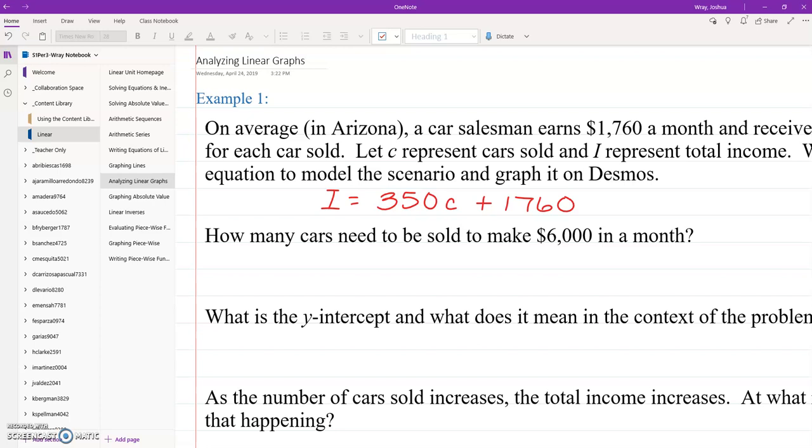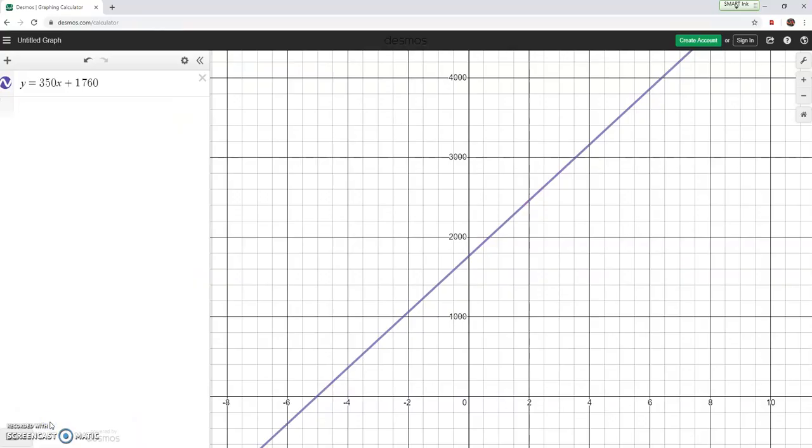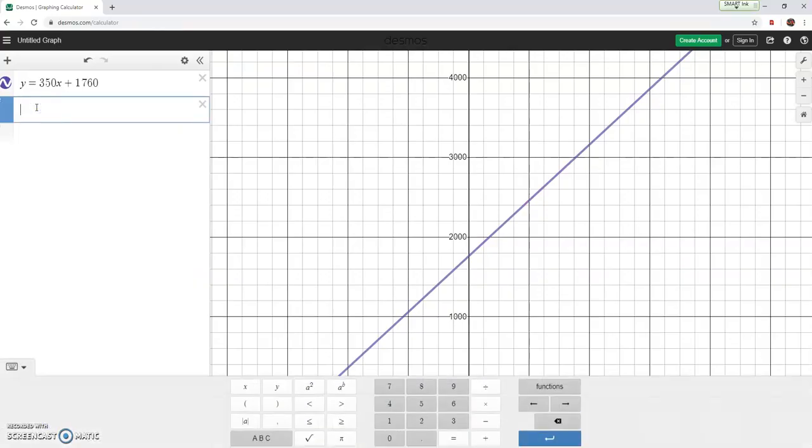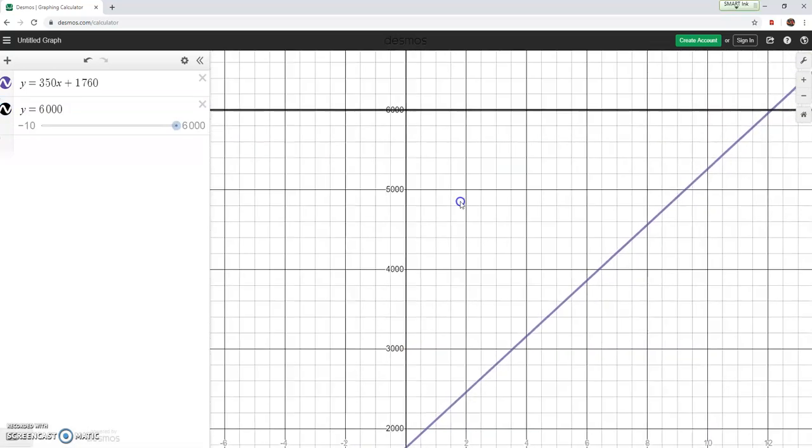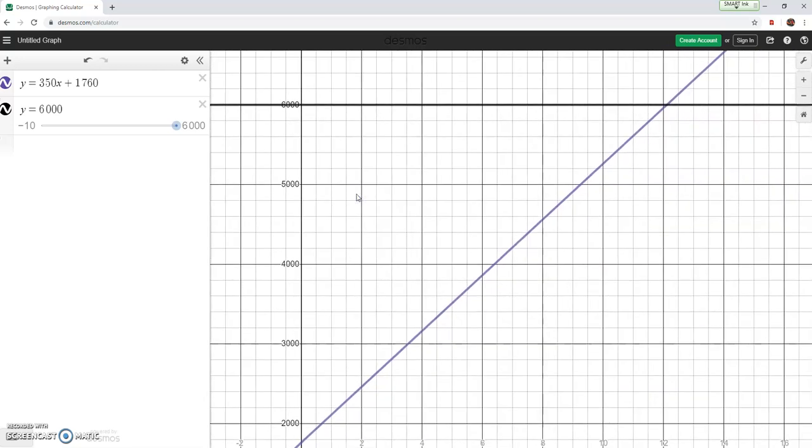Okay? Or, way easier if I just, on Desmos, plug in Y equals 6,000, remembering that Y is my income. So if I want my income to be 6,000, I'm just going to plug Y equals 6,000. And if I move up, I can see it graph that horizontal line and click on this intersection point. And so what this point is telling me is that when Y, or my income, is 6,000, I would have to sell 12.114 cars. Can I sell 0.114 of a car?